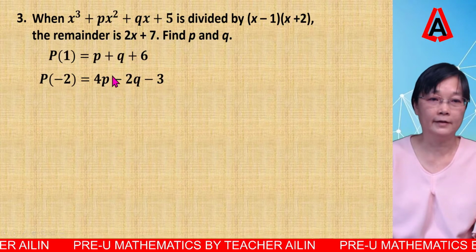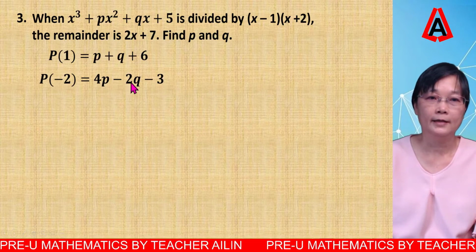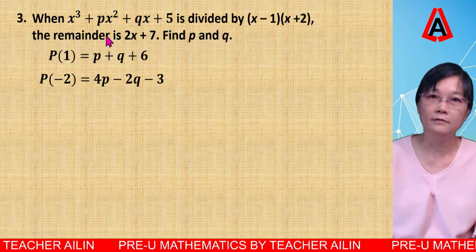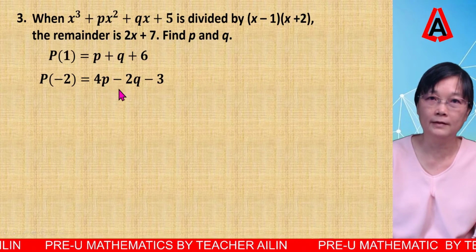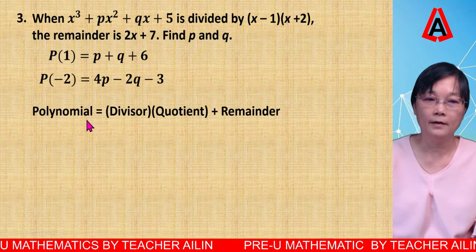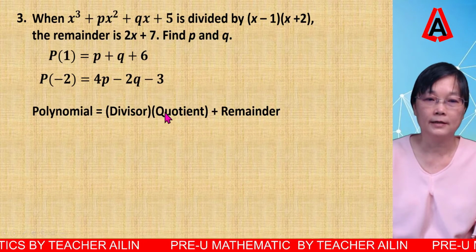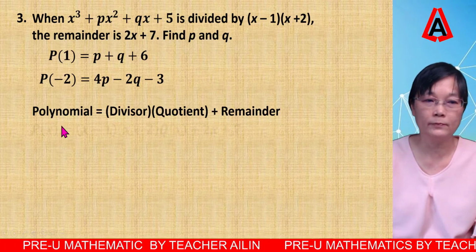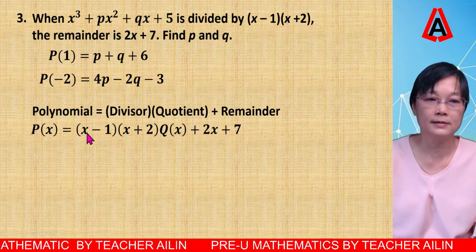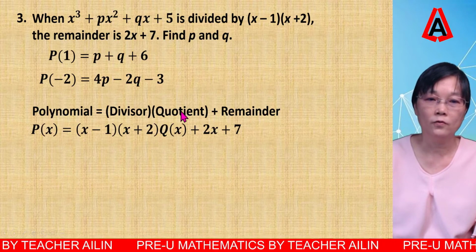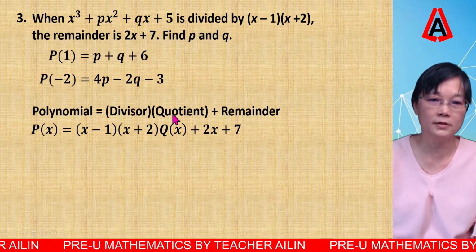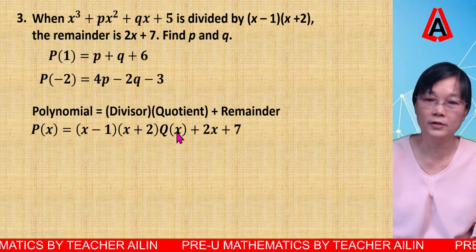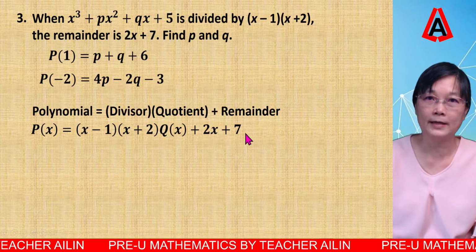Now, after we have got this information, since this question involves polynomial division, we know that the result of the polynomial division can be written as polynomial equals divisor times quotient plus remainder. For this question, the polynomial is p(x), the divisor is the quadratic divisor. Since we do not know the quotient, for the time being we use q(x) to represent the unknown quotient. And the remainder is 2x plus 7.